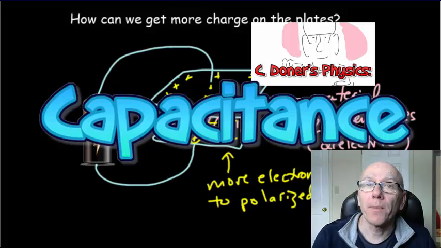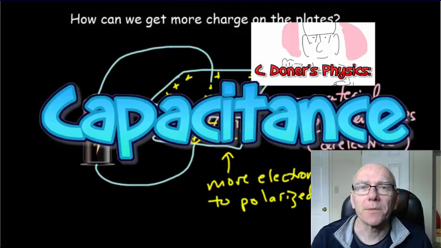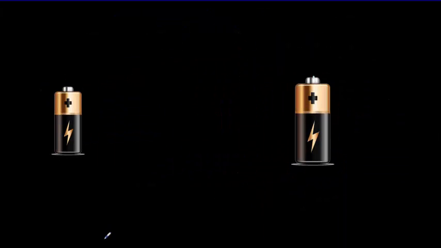Let's take a look at the physics of capacitors and capacitance. Let's suppose we have a standard household battery. It's 1.5 volts, 1.5 joules per coulomb. We want to think of that voltage as being electrical pressure. It's capable of pushing electrons around a circuit.